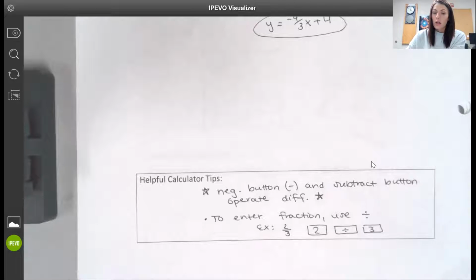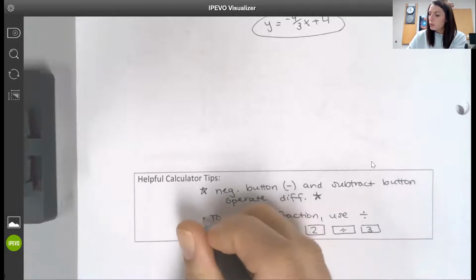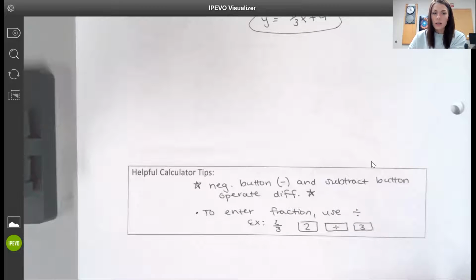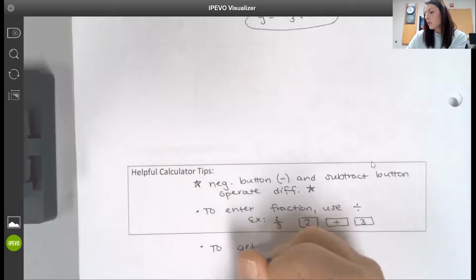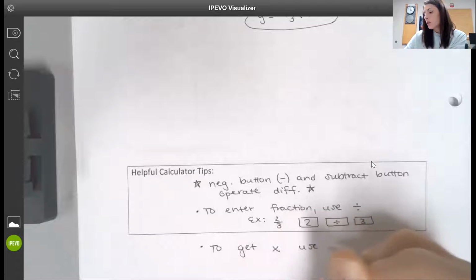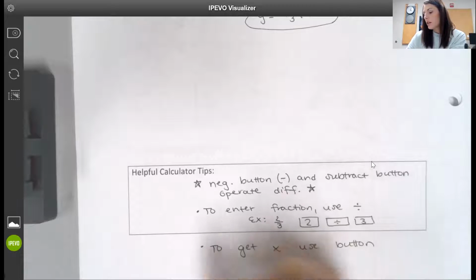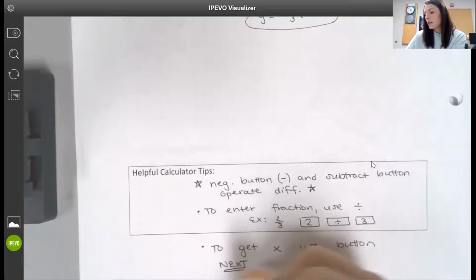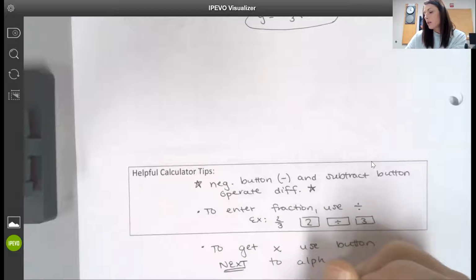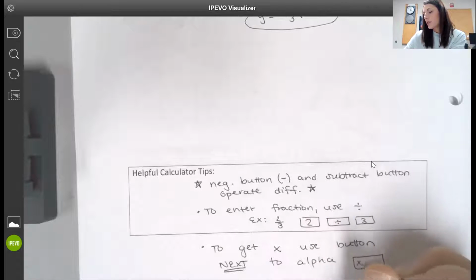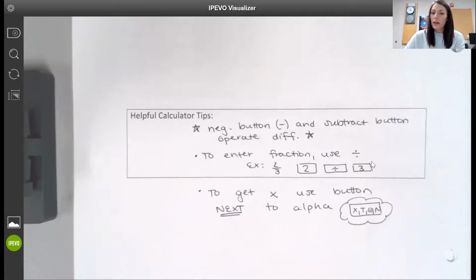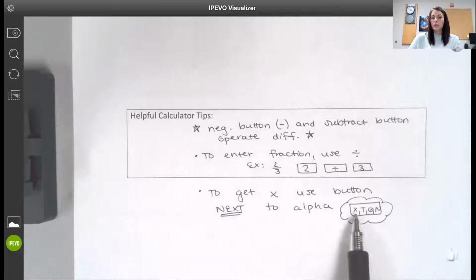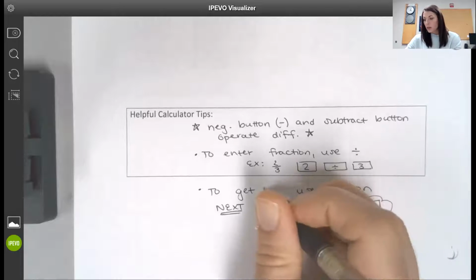Okay. I feel like normally I have more than just that there. Let's see if I add any as we go. To get the variable x, use the button next to alpha, which looks like this. It says X, T, theta, n. Okay, this is the button we want. We're not going to use the alphabet function on our calculator. We're going to use this to put in our variable x.